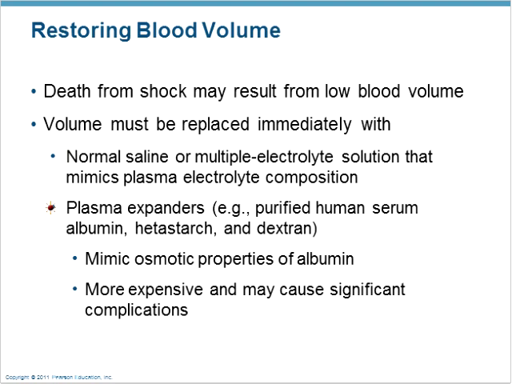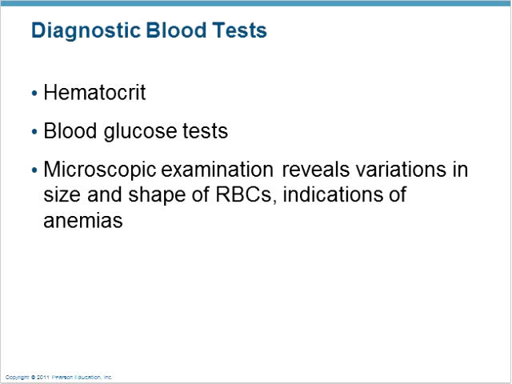We have plasma expanders like purified human serum albumin, hetastarch, and dextran, which also will expand the volume. They mimic the osmotic properties of albumin. They're more expensive, and they can actually cause some complications. So mostly we use normal saline and lactated Ringer's.